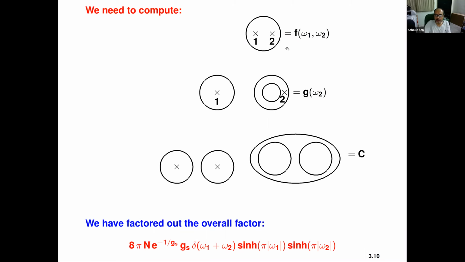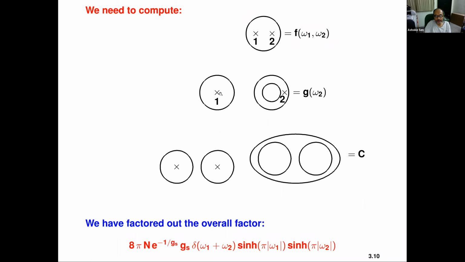So let's quickly do the G string counting again. The way the G string counting goes is that each disk, each boundary gives 1 over G string, and each closed string vertex operator gives G string. So this is G string squared times 1 over G string, that's order G string, as you see here.